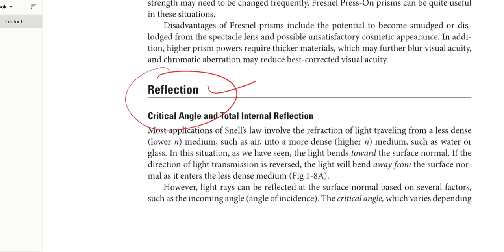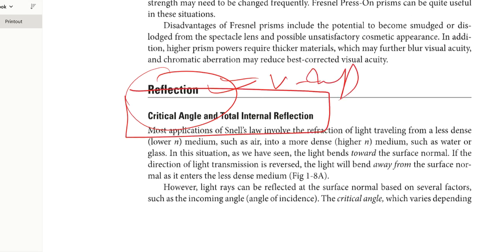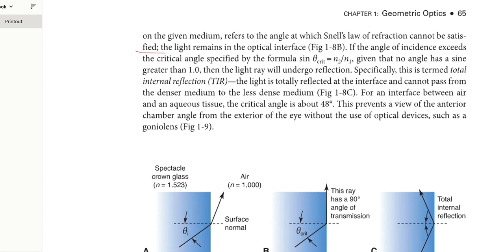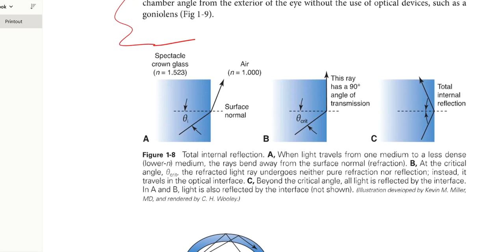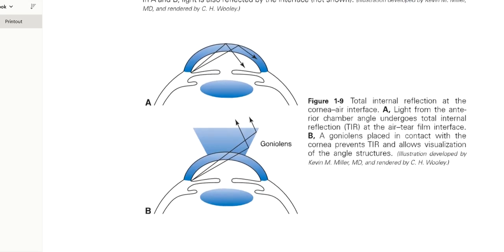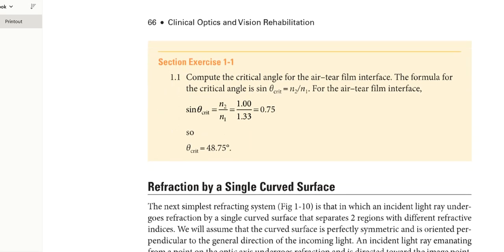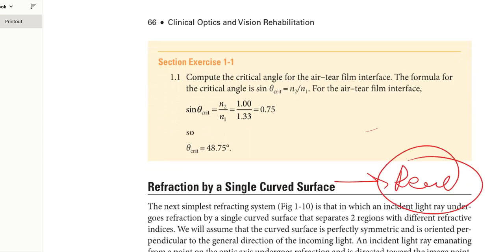Reflection very important. Critical angle, total internal reflection. Please read very carefully. Okay. On what factors it depends. Okay. Total internal reflection. Reflection in the curved surface. And just give a read. Not very important.